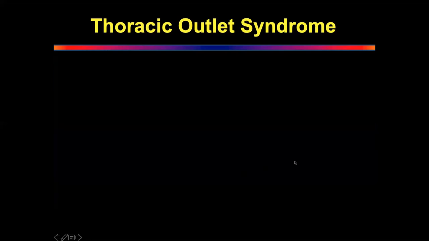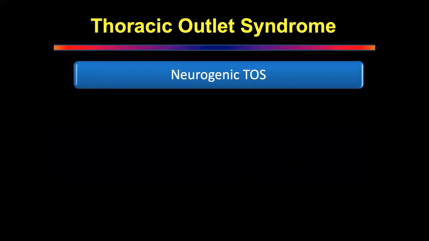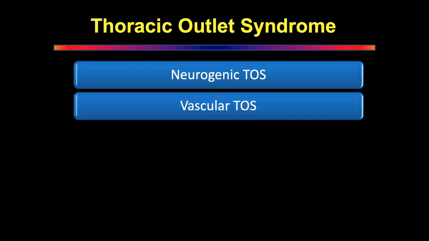Okay? So as I told you, and I showed you from the diagram, there are various types of syndromes. So the first one is neurogenic TOS, which is because of compression of the nerves. The second one is vascular TOS, which is compression of the vein. So not vascular, but venous really.